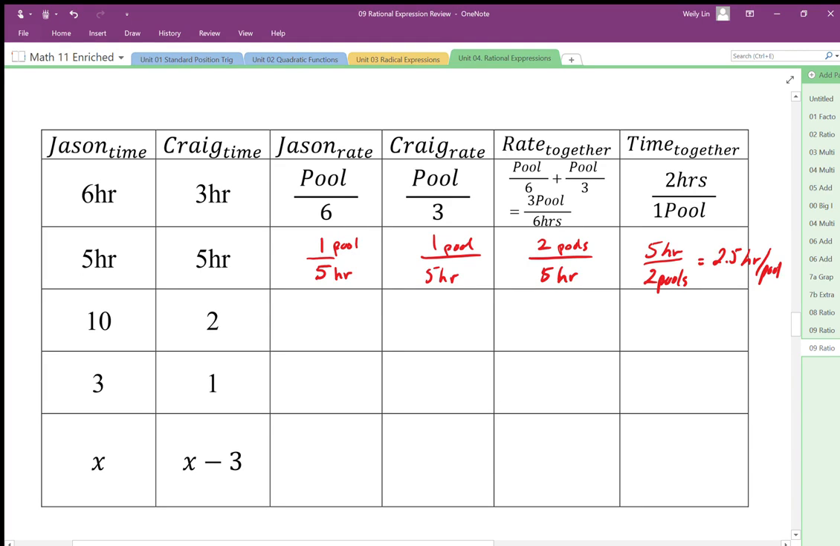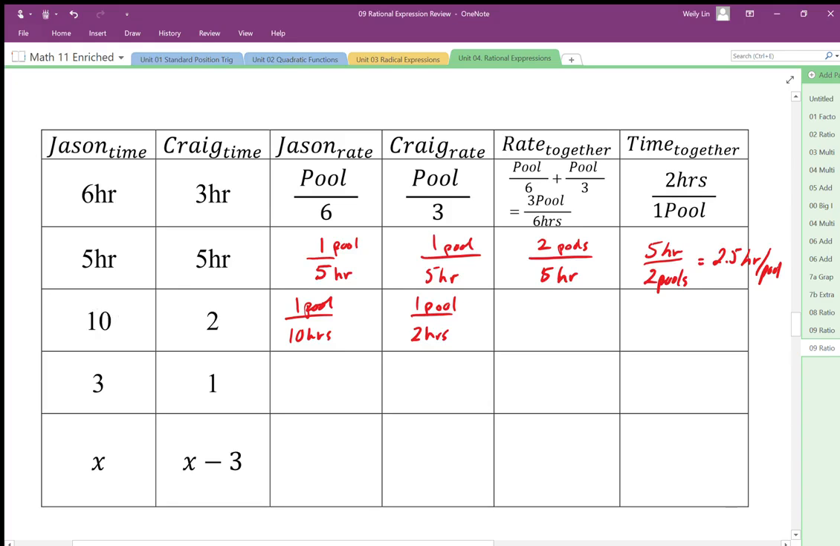Okay, so this is how our algebra works for this as well. We can't add time, but we can add the rates. We could do the same thing here. Let's say that Jason does one pool in 10 hours and Craig does one pool in 2 hours. Although Jason's not going to do as much work as Craig, together it should be less than 2 hours.